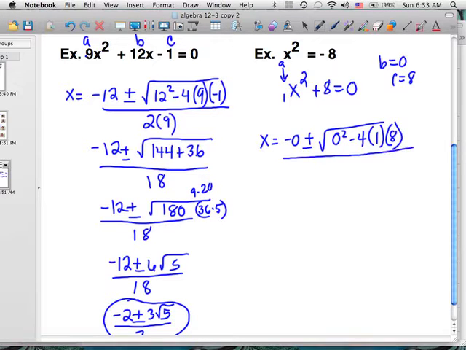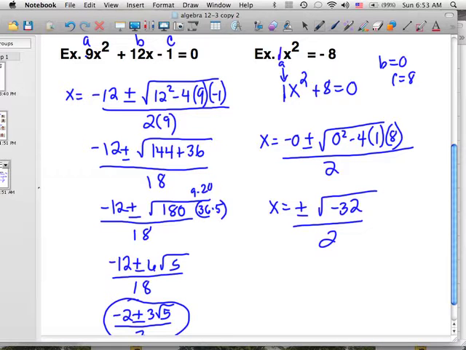Over 2 times a, which is 1, so over 2. So x equals plus or minus the square root of negative 32, which is not possible because we can't take the square root of a negative number. And we could see it back here too if I just did my one method of taking the square roots. There's the negative value, and x squared can't be negative. So this one would be no solution.